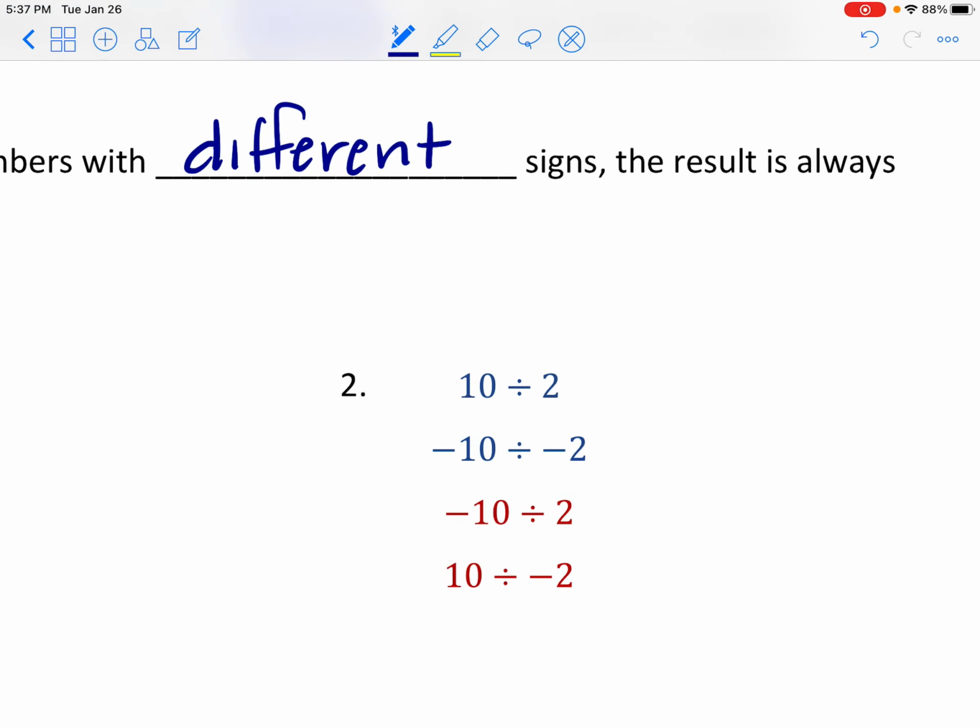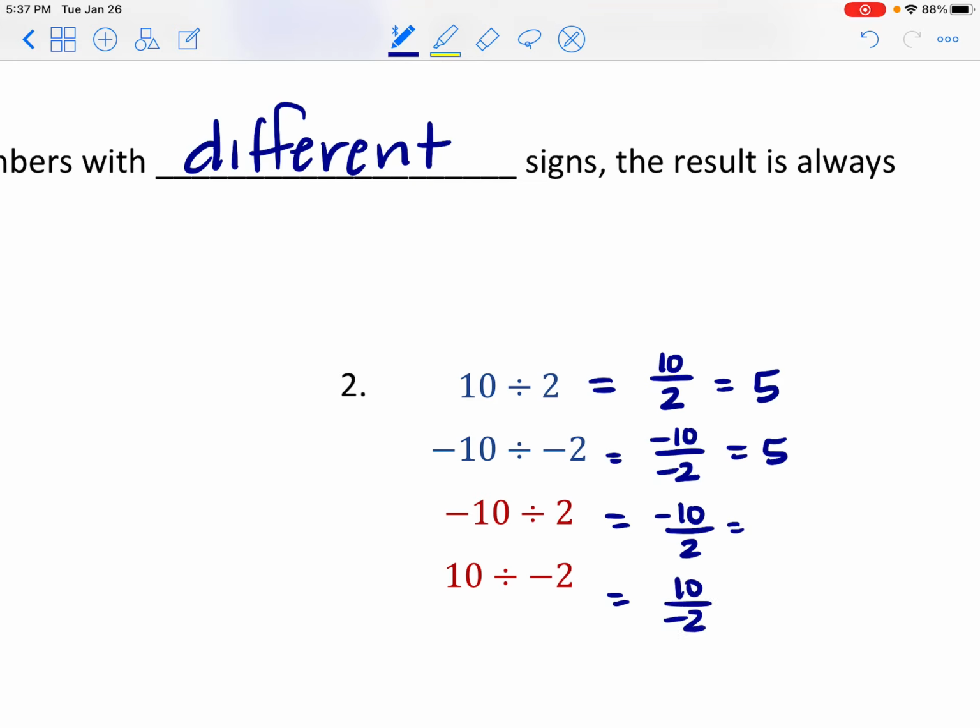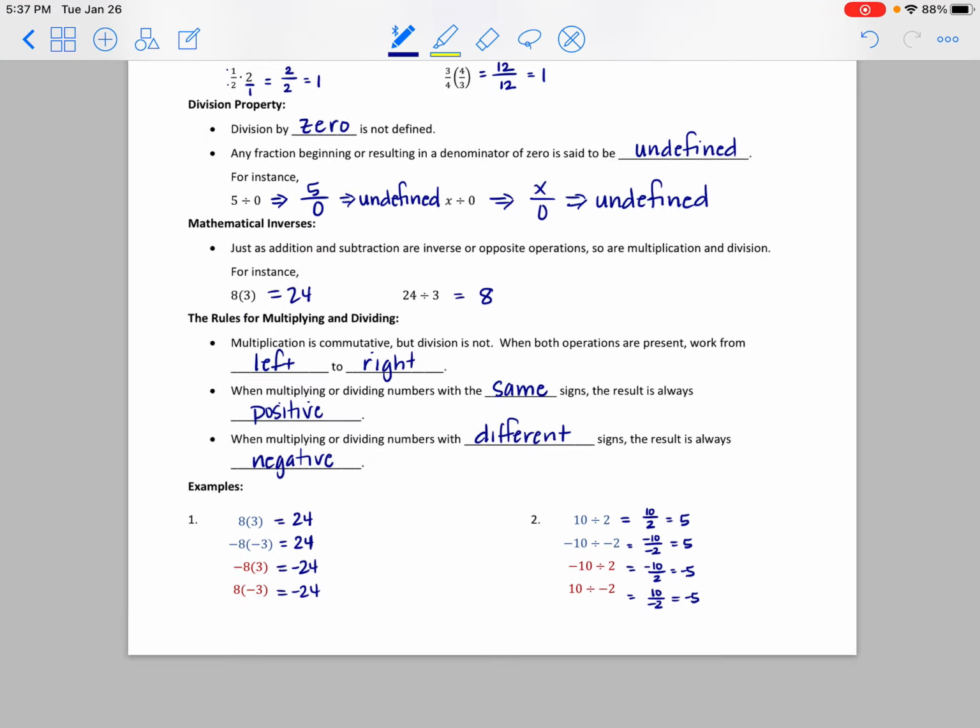But division works the same way. So 10 divided by 2, which is the same thing as 10 over 2 like this. Two positives make a positive, so we get a 5. Negative 10 divided by negative 2, again, that's the same as this. Negative 10 over negative 2 still makes a positive. When they're different signs, like negative 10 and positive 2, or like 10 and negative 2, then we end up with a negative result. So a negative 5. And there it is. Okay, so that's the basics.